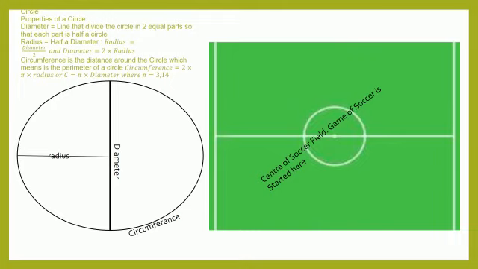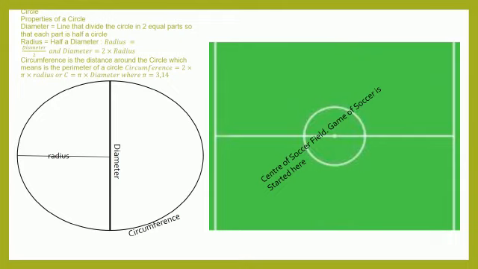Circumference is another part of the circle, which is the distance around the circle, which means it's the perimeter of the circle. So what is the equation for the circumference? The circumference is equal to 2 multiplied by pi multiplied by the radius, or you can say C equals pi multiplied by the diameter, where pi is equal to 3.14.